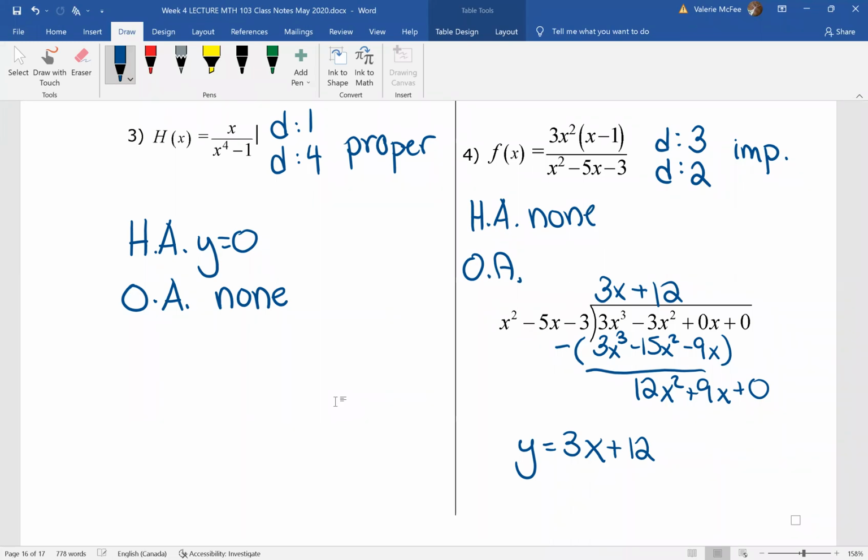You found the oblique asymptote is the equation y equals 3x plus 12.